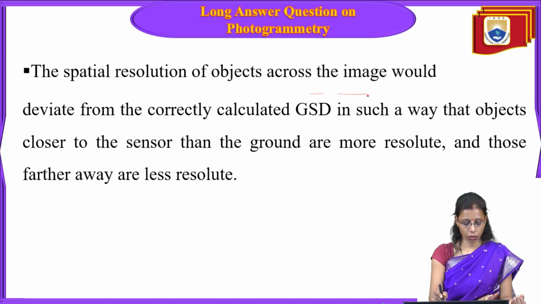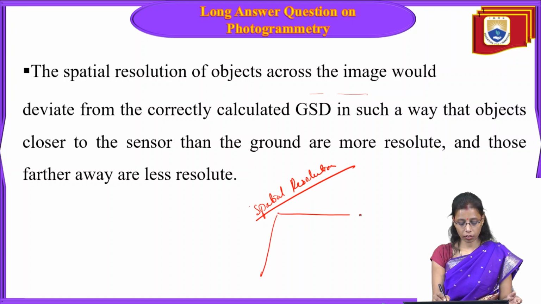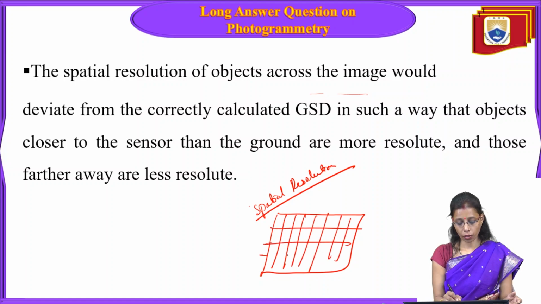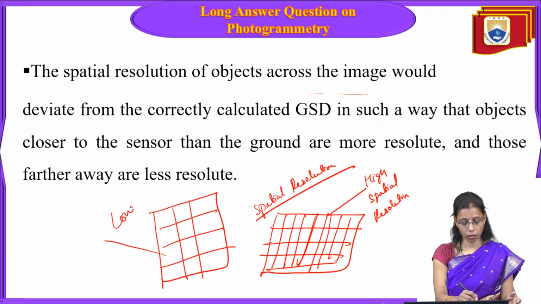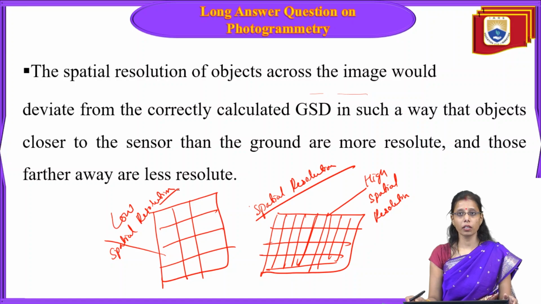So what is the spatial resolution here? We have different types of resolution, if you remember. So spatial resolution is the area extent, suppose this is the area. The pixels here will show you the resolution. More number of pixels means high spatial resolution. If you have pixels like this, so this is low spatial resolution. This is how the scale is defined here.